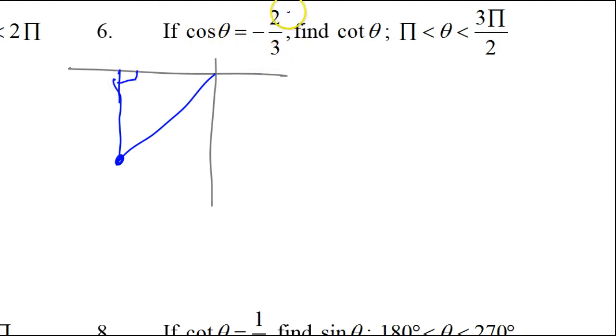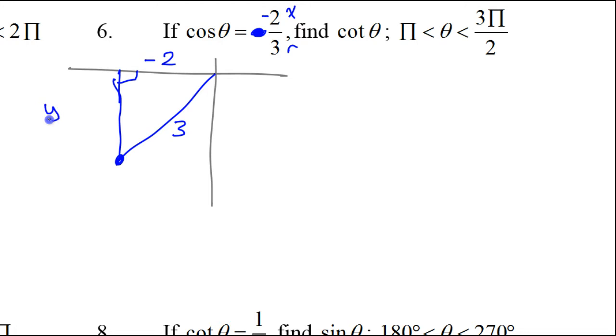Cosine is x over r, right? The radius cannot be negative. So I'm going to look at this negative sign as going with the 2. Negative 2/3 must be negative 2 over 3 since the radius has to be positive. So here's my x value of negative 2 right here. Here's my radius of 3 right here.